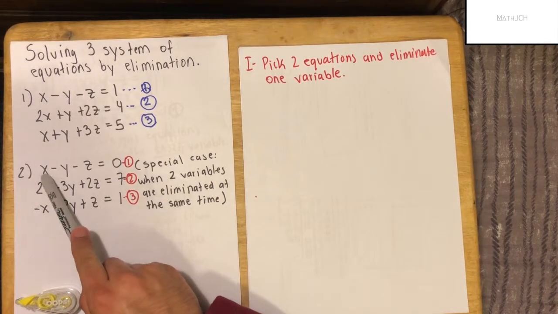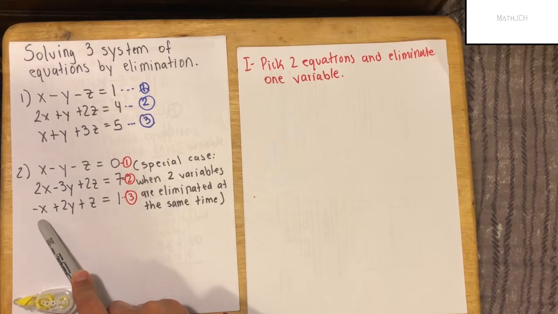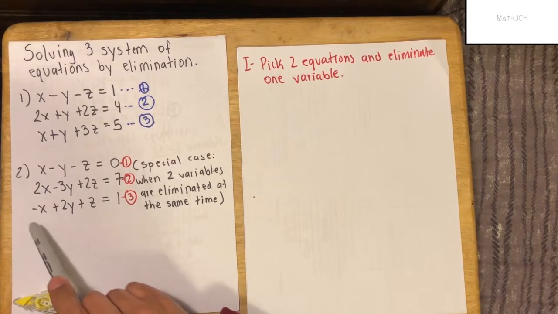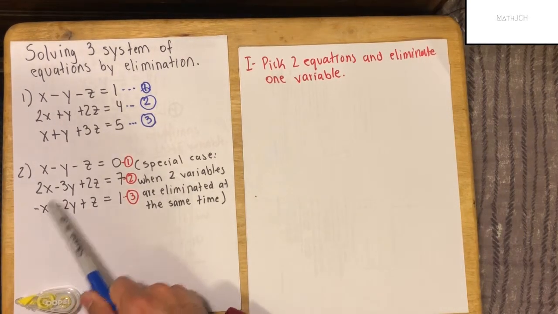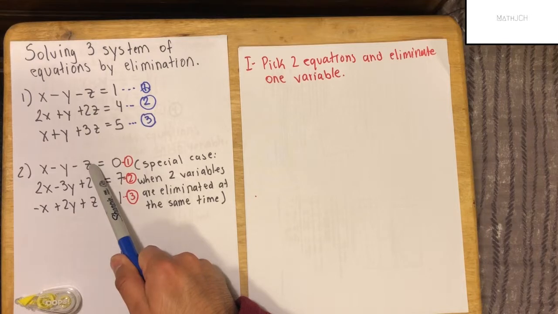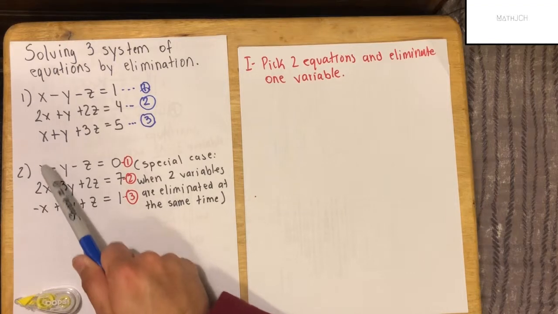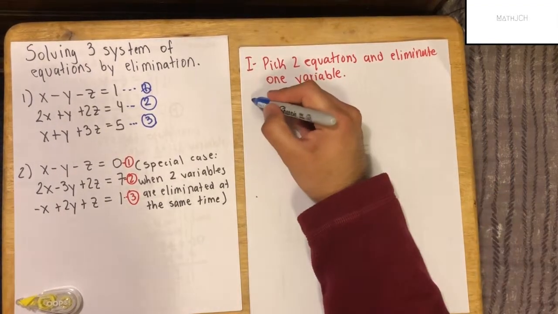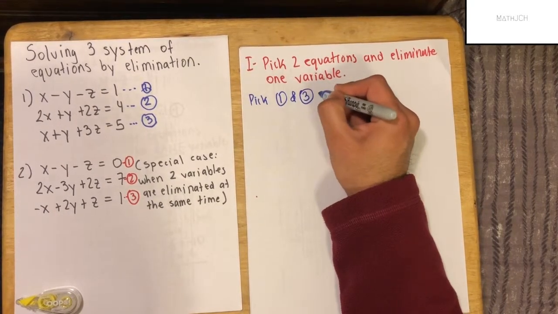Notice here, we have x in the first equation, and we have a minus x in our third equation. So we could pick equation 1 and equation 3 and eliminate x. Okay? And notice as well, x is positive here, x is negative here. z is negative in the first equation, and z is positive in the third equation. So the x and the z will cancel at the same time. So let's pick equation 1 and equation 3.